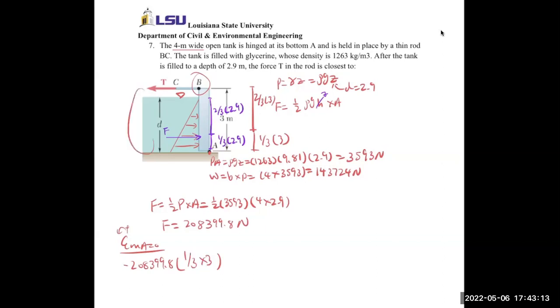Then T is going counterclockwise to A, so plus T also by 3 equals 0. And then right now, we're just going to solve for tensional force T. So T will be equal to 69466.6, and that's going to be equal to 69.47 kilonewtons. Okay. Hey guys, that's all for this problem. I'll see you guys in problem number 8.